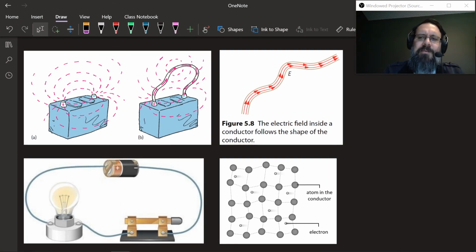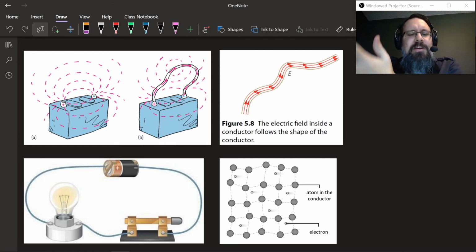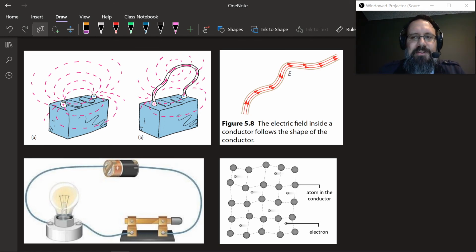All right, the last thing I just want to talk about was, if you've ever turned on the light switch, you'll notice that the light turns on immediately. You don't have to wait for the electrons to flow to the light bulb. You just flip the switch and boom, it turns on instantly. And so I just wanted to talk about that.